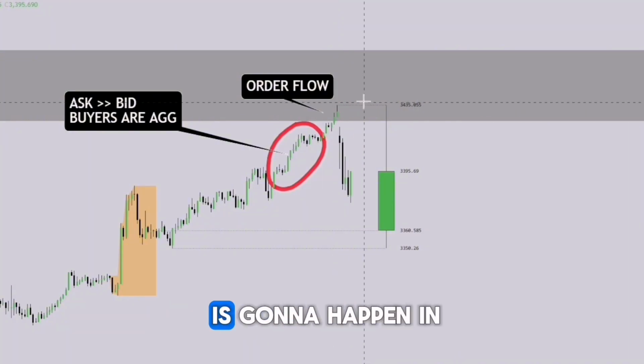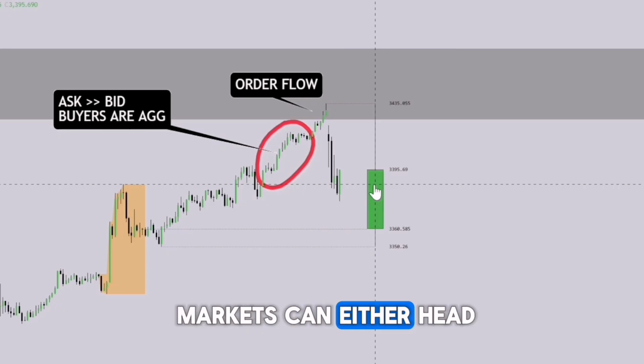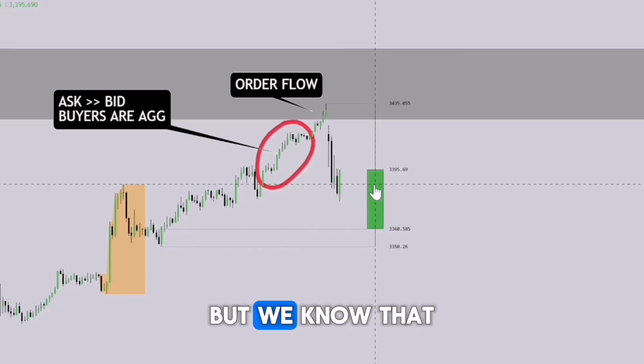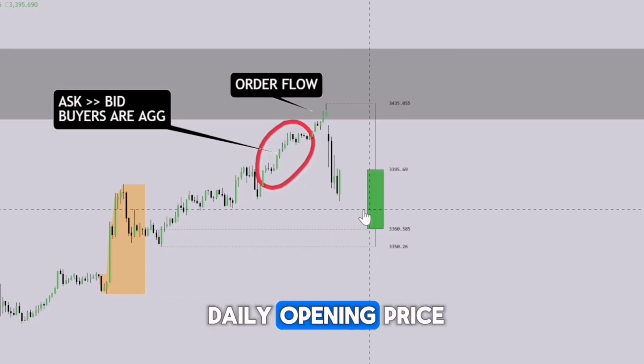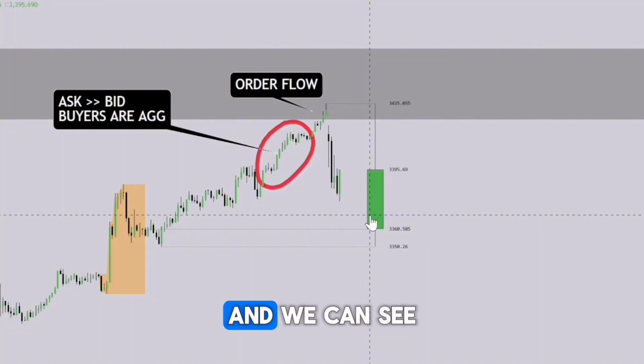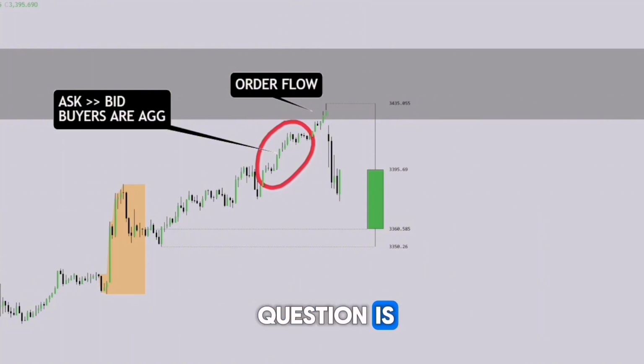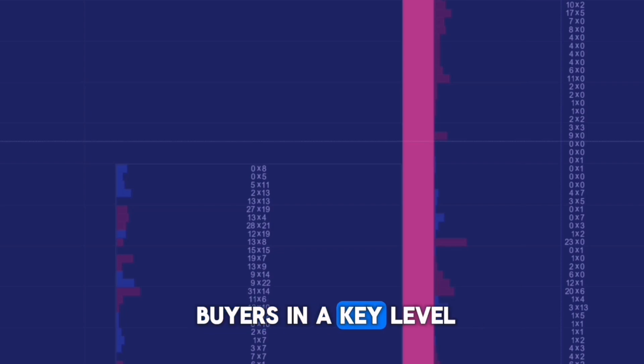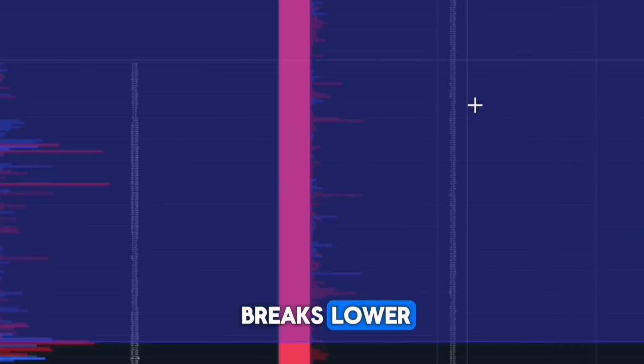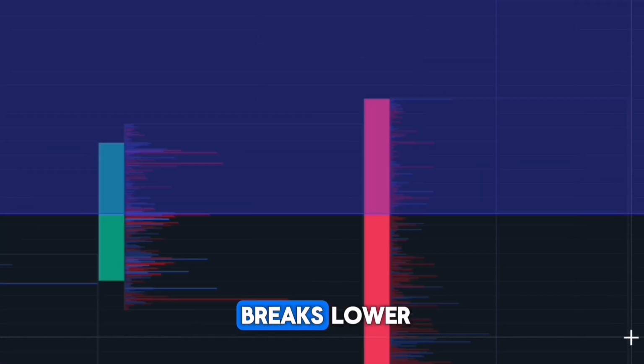So you know something is going to happen in this region. The markets can either head higher or lower. But we know that we're significantly above the daily opening price, we're above the weekly opening price, and we can see aggressive buyers in this area. And so the next question is, when you see aggressive buyers at a key level, but the market significantly breaks lower, because we can see over here the market breaks lower.